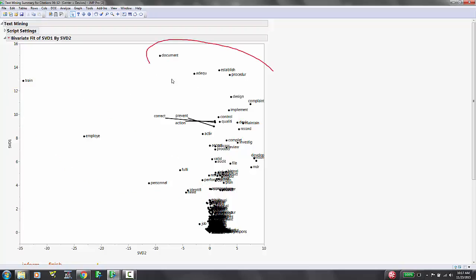I also see the one big thing that I saw before, about establishing proper procedures or adequate documentation. I also see that three words are highly correlated: corrective and preventive action, which doesn't surprise me, being that a lot of these audit observations may be on someone's CAPA program. I could take this a step further and do some analytics around words that are correlated by looking at what are called clusters.